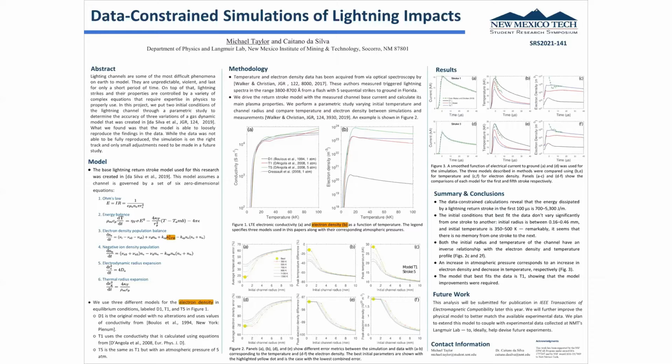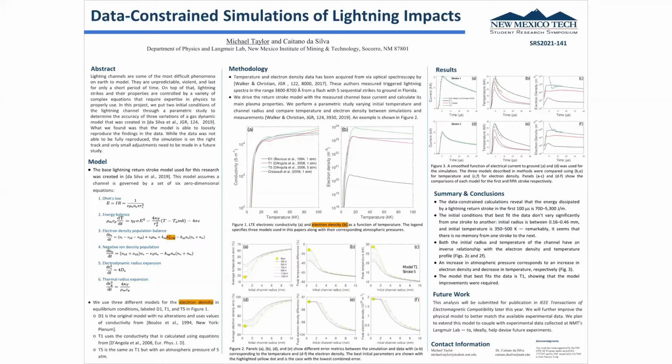We found that T1 was the best model because while it wasn't able to reproduce both the electron density and temperature extremely accurately, it was able to match the rise time fairly well of the temperature, and it was able to get close enough to the electron density measurements.